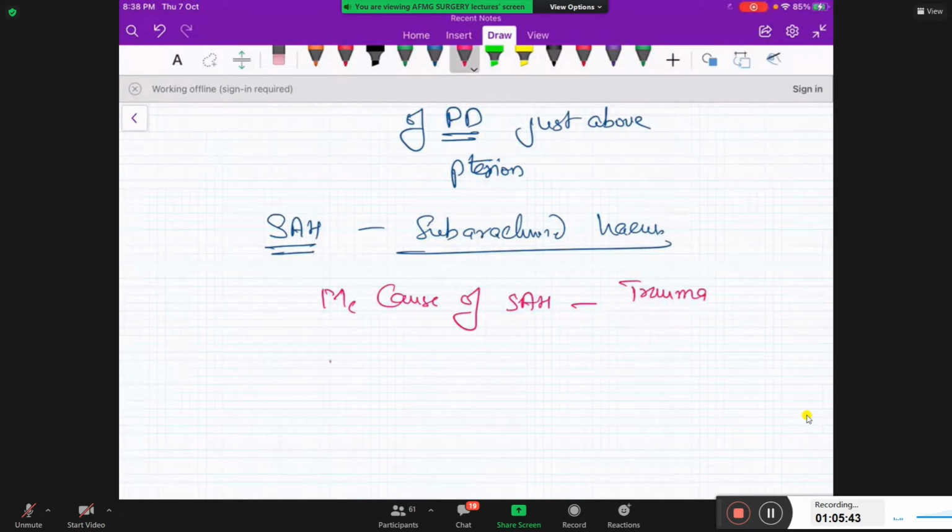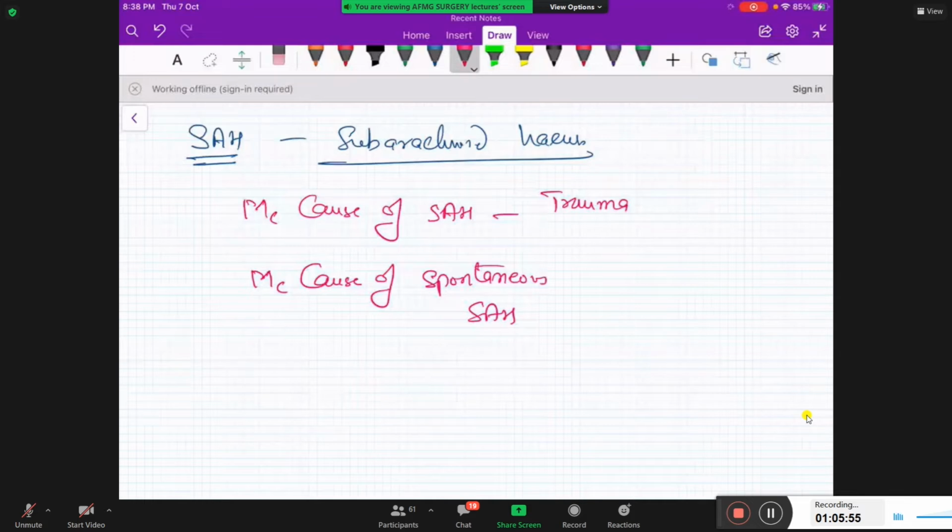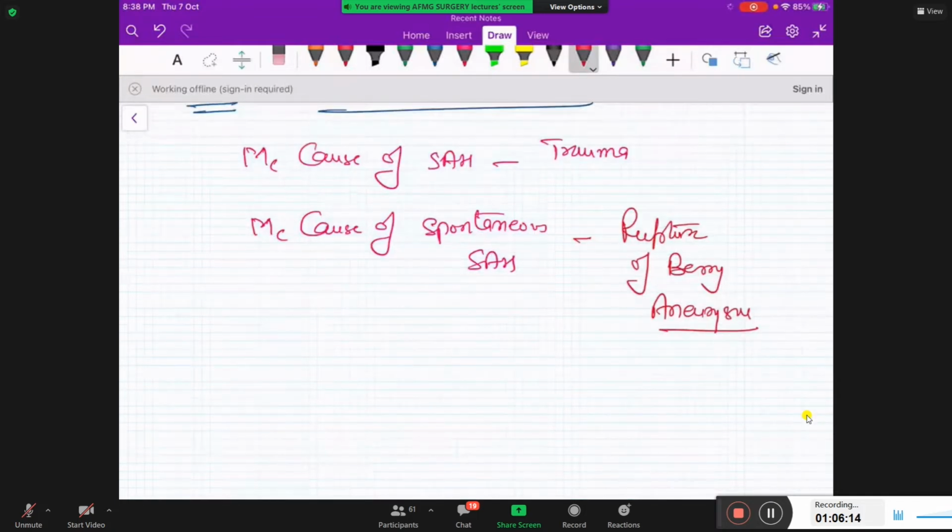But please be very careful. If you are asked what is the most common cause of spontaneous SAH, it is rupture of Berry's aneurysm. We don't need to go into further detail in SAH, not required.